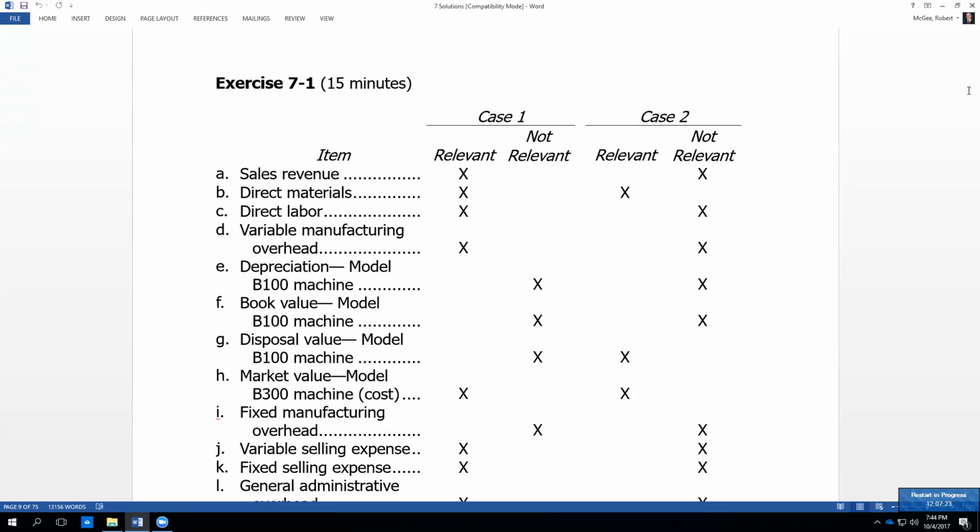So let's go through that one first. Which costs are relevant for case 1? So sales revenue, well, that's relevant because they could increase sales revenue.